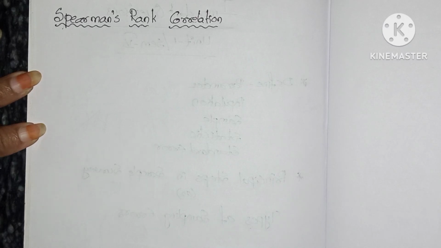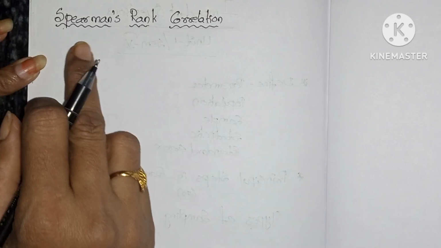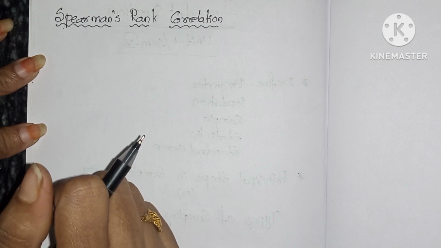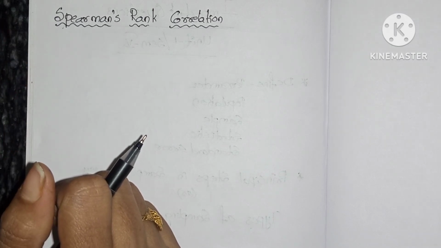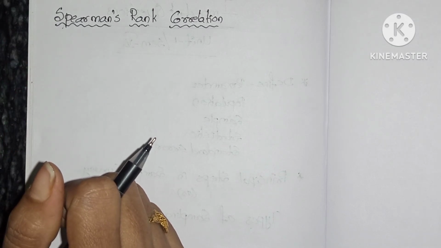Hi students. This is one of the important questions related to semester 3 statistics for degree students. You will definitely get this question in the semester exam. That is Spearman's rank correlation formula, which we have to derive. It is a very important question.